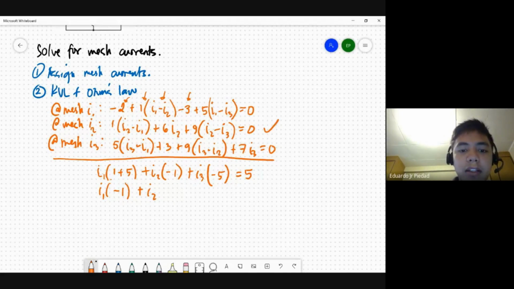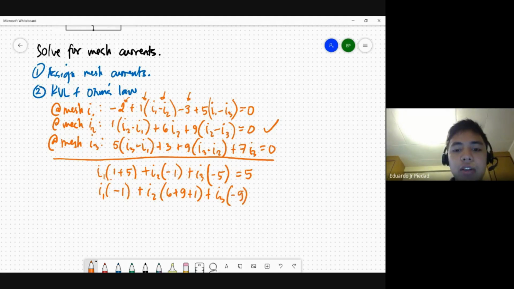So we have I1 only negative 1, then we have I2, checking this equation, 6 plus 9 plus 1. Plus I3, I3 is negative 9. Do we have any constants? No. Basically, I write I1 in parentheses because I'd like you to be careful with the negative sign. Sometimes when we calculate using our calculator, we miss the negative. If you miss only one negative value, then your answer will be totally incorrect.